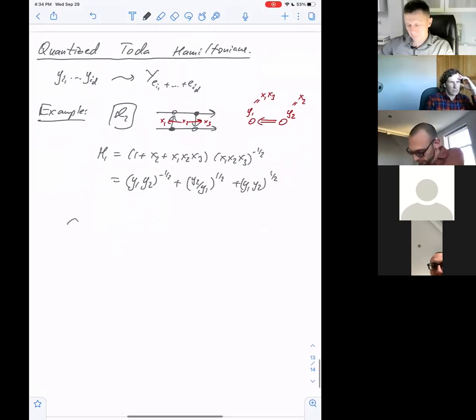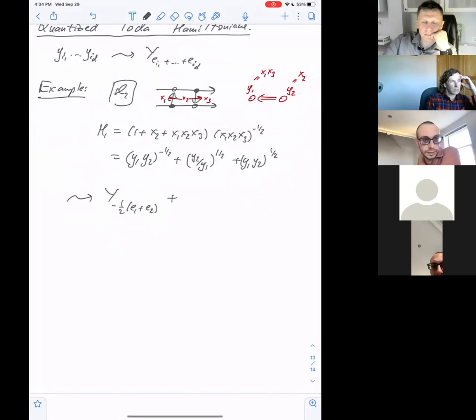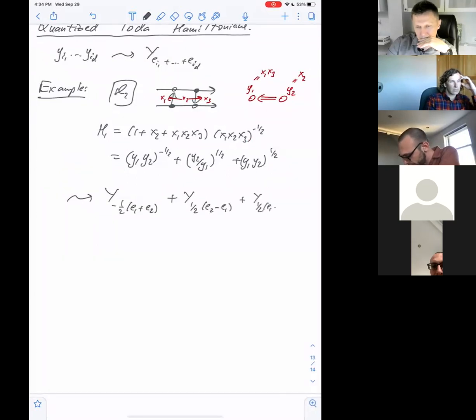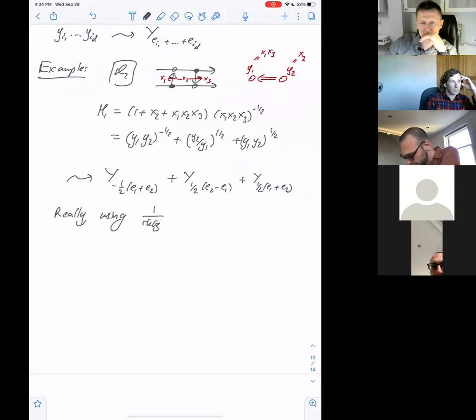And if we want to quantize it, it's really easy. We just take an element of the, to be honest, half lattice rather than the lattice, but it actually doesn't make anything more complex. It's really the same story: E2 minus E1 plus y 1/2 of E1 plus E2. So we're using a half lattice, or in general a 1 over rank G lattice. So we need to allow not integers, but 1 over rank G integers.